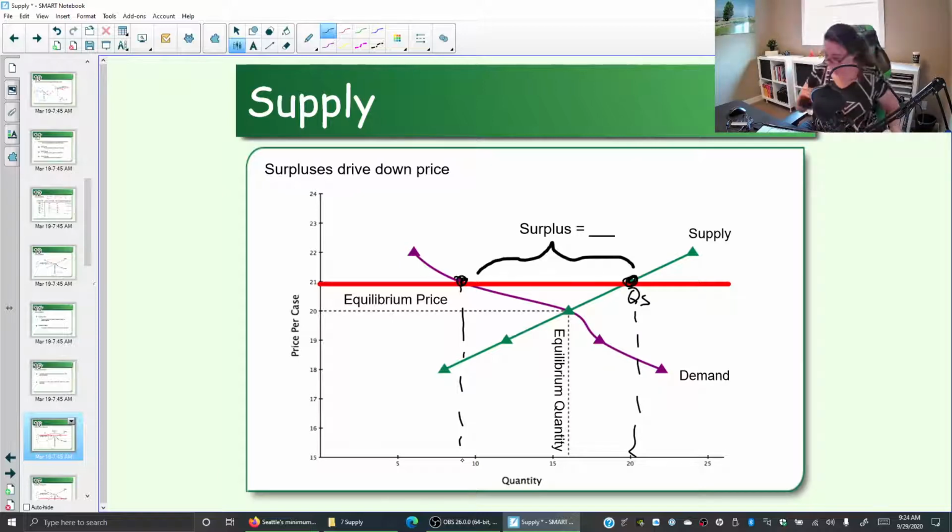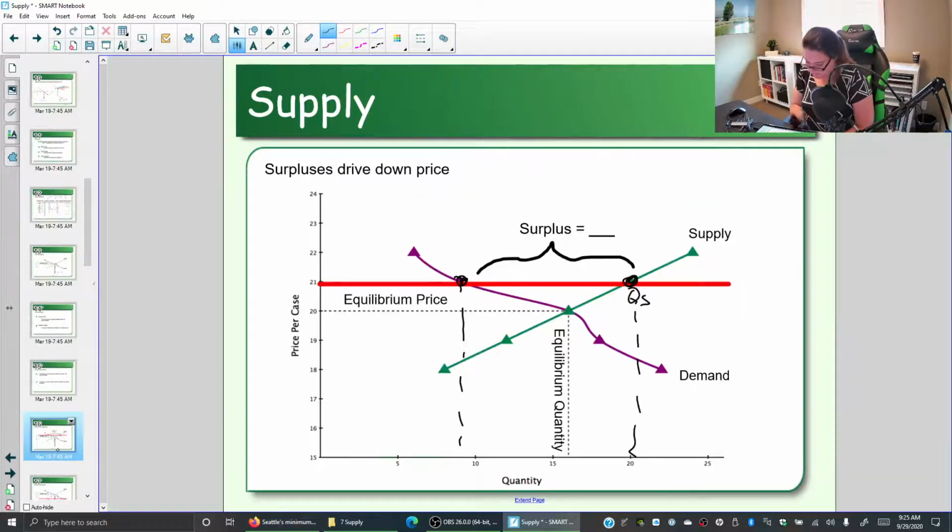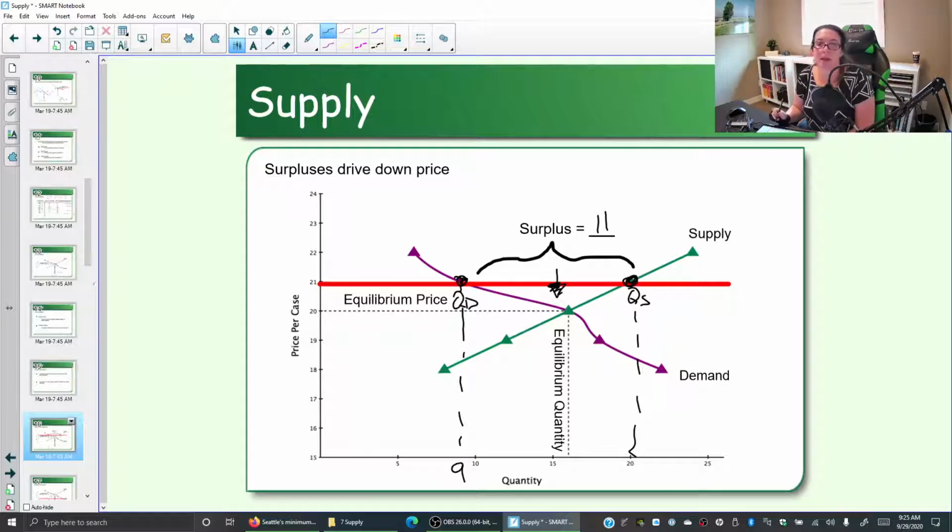Just going to refer back to our table 4 so we get the exact numbers. At a price of 21, we're at 9. So here we have quantity demanded of 9, quantity supplied of 20. There's a surplus of 11, pushing downward pressure on the price because there's too much sitting on the liquor store shelf.